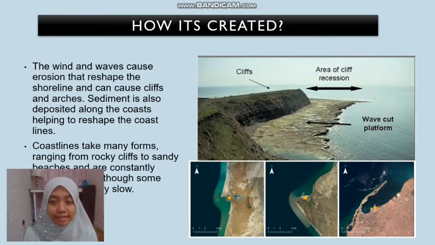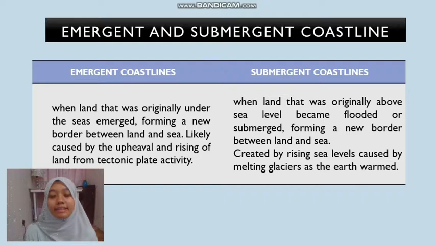How is it created? It is created because of the erosion of land by wind and waves. The erosion comes from a cliff and the sediments will be deposited along the coast area. This is an example of a land becoming a narrow coastline. There are two types of coastline, which are emergent coastline and submergent coastline.